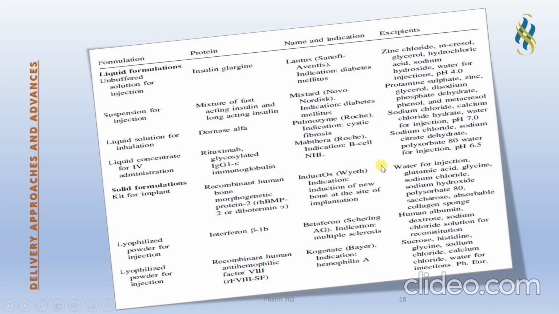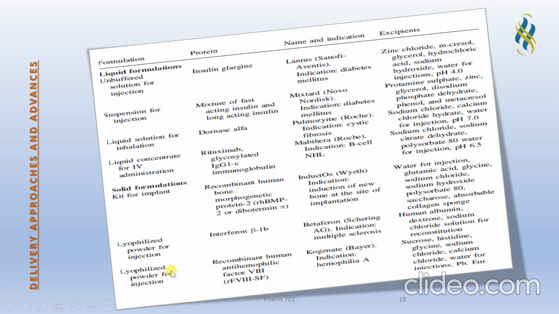The formulation strategy includes certain excipients like water for injection, glutamic acid, glycine, sodium chloride, sodium hydroxide, polysorbate 80, sucrose, absorbable collagen sponge. Lyophilized powder for injection includes interferon beta 1b, which is available as Betaferon by Schering AG, and it is indicated for multiple sclerosis. It includes human albumin, dextrose, and sodium chloride solution for reconstitution.